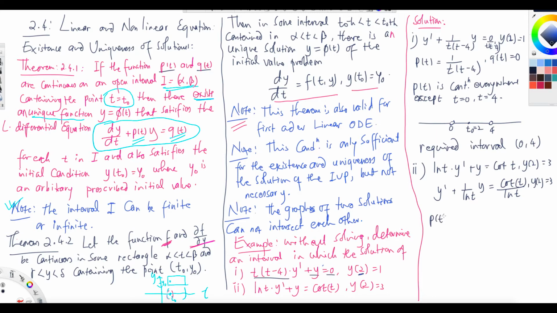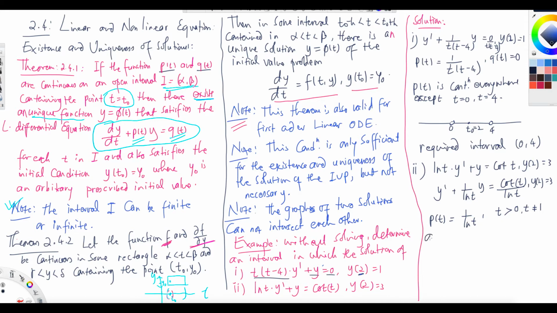Okay, so let us see where the p(t) and q(t) are continuous. So what is p(t)? p(t) is 1 over natural log of t, right? So this function is continuous if t is greater than 0 and t not equal to 1. Why is that? Natural log of t is defined for t positive, right? But if t is 1, then this will be 1 over 0, because natural log of 1 is 0, right? So it is continuous for every positive value of t, but not 1. Okay, so that's why p(t) is continuous.